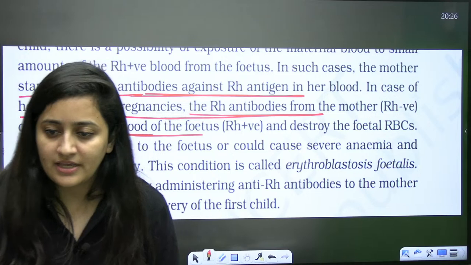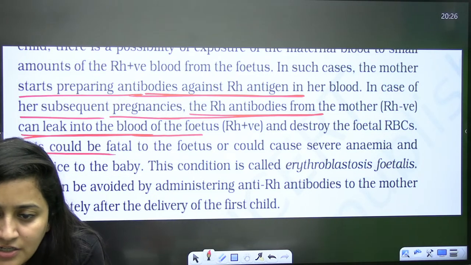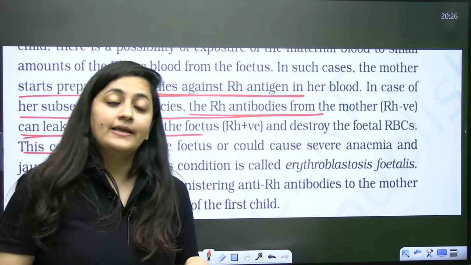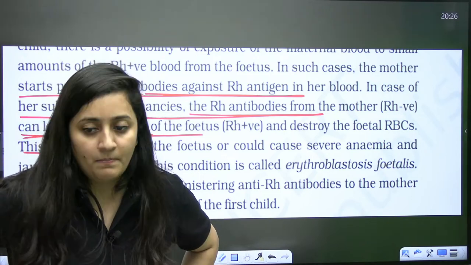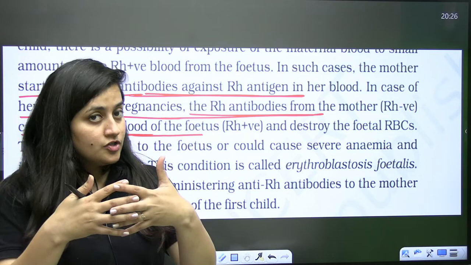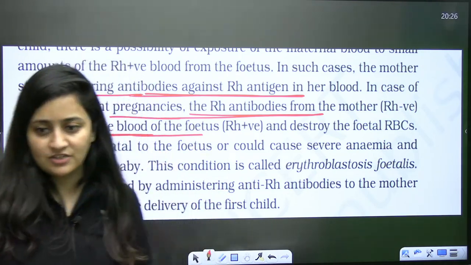So that's what you need to study after the class. Ma'am, during the second pregnancy, can destruction of fetal RBC occur during the carrying of the baby or only when the baby is about to be born? No, bache, Jyoti. It can happen when the baby is in the mother's womb, because the placenta is there, a close intimate connection is there. So obviously those antibodies will diffuse into the baby's body as well.